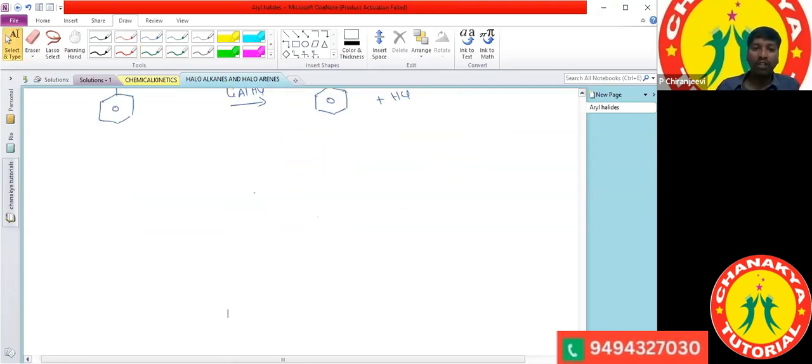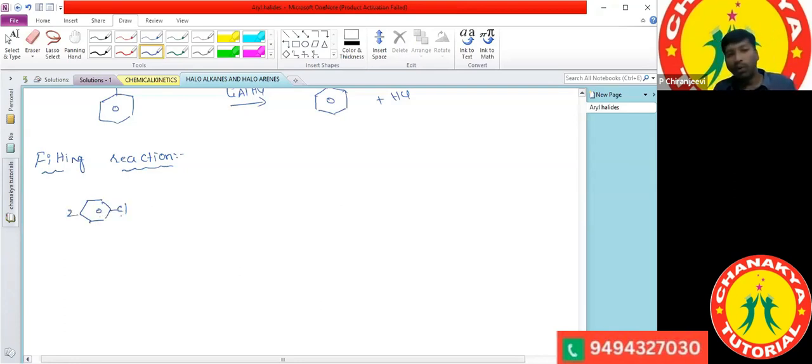Now similarly, we have one more reaction. First of all, we will study the Fittig reaction. What is meant by the Fittig reaction? Two moles of aryl halides react with sodium metal in the presence of dry ether.